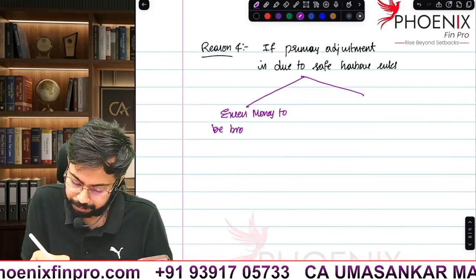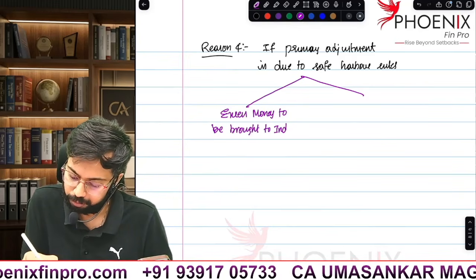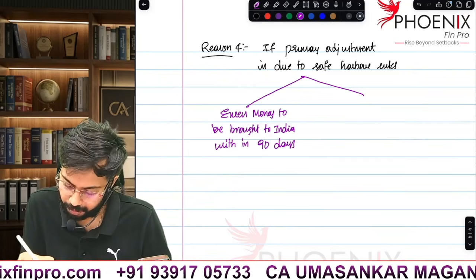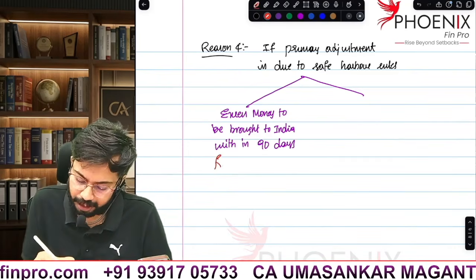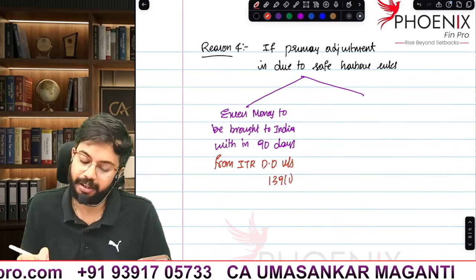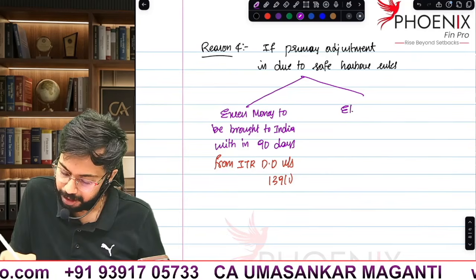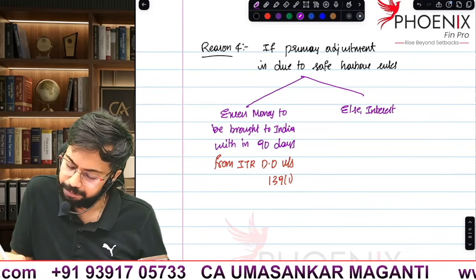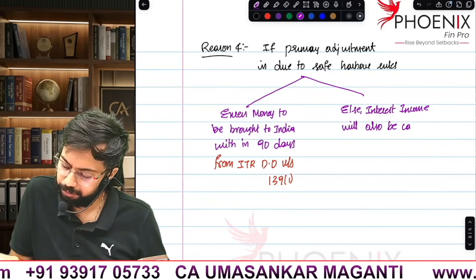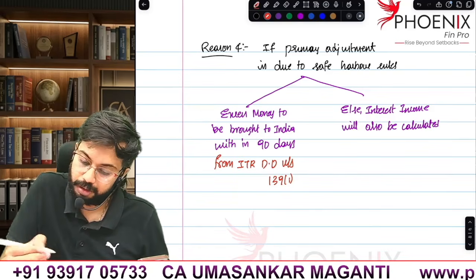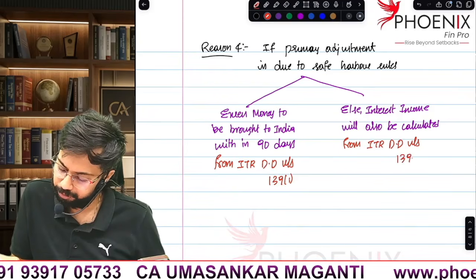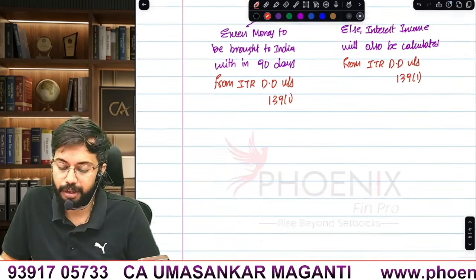to be brought to India within 90 days from the ITR due date under section 139 subsection 1. Otherwise, interest income will be calculated. Else, interest income will also be calculated from the ITR due date under section 139 subsection 1. Okay, clear? Super. Next, reason 5.